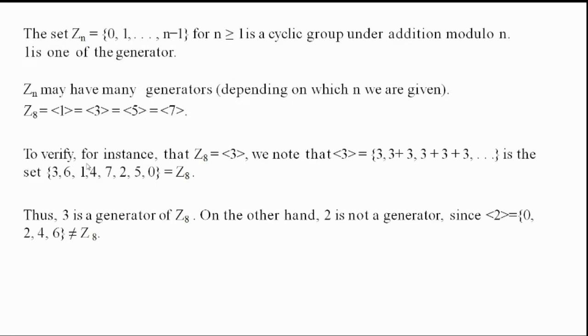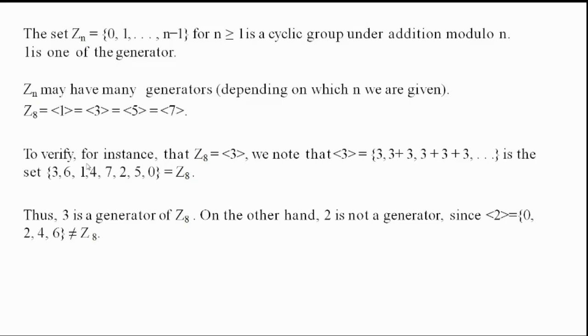One is a generator, with which the entire remaining set is going to be generated. So Zn may have many generators, depending upon which n we are given. For Z8, the generators are 1, 3, 5, 7. So what is the meaning of this? To verify, for instance, Z8 = ⟨3⟩.